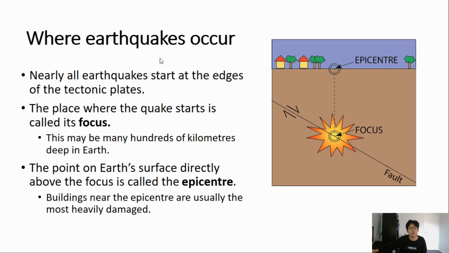And so where do earthquakes occur? Nearly all earthquakes start at the edge of a tectonic plate. So this is around about where volcanic eruptions would occur as well. The place where the quakes start is called the focus, like you can see in the image here, and this may be many hundreds of kilometers deep into the earth. The point on the earth's surface directly above the focus is called the epicenter, and buildings near the epicenter are usually the most heavily damaged, as you would imagine.